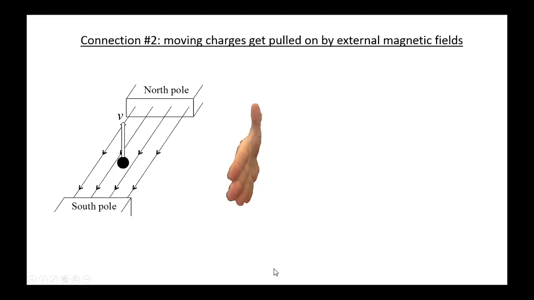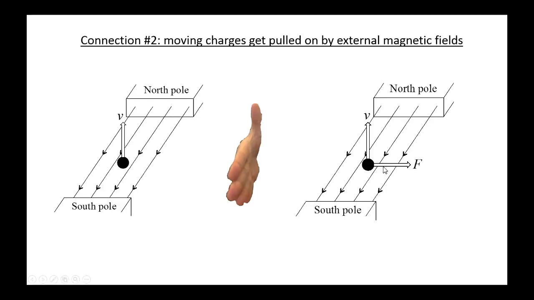You take your hand, you point your fingers with the field lines, because fingers look like magnetic field lines. You point your thumb in the direction of the velocity, and your palm, which is what you use to smack people, right? Your palm faces in the direction of the force. So the force is directed to the right. For positive charges, you use your right hand. For negative charges, you use your left hand.